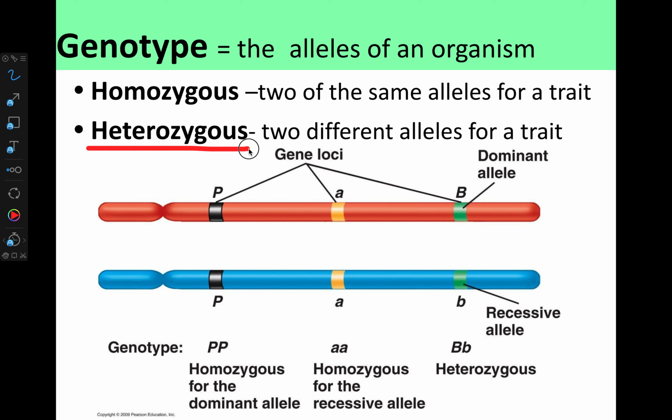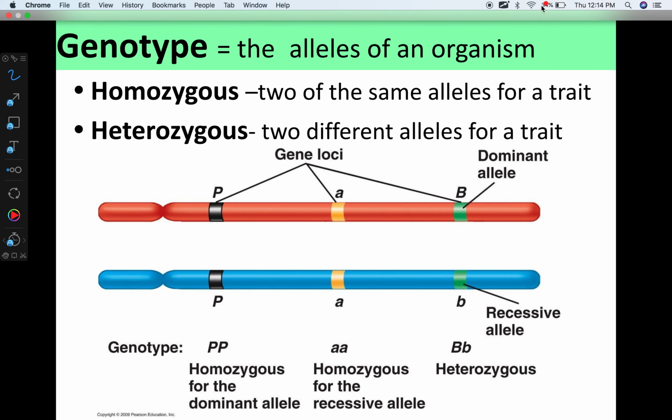You can also have heterozygous. That's when your parents give you two different alleles. So the capital B is from mom, maybe, and the lowercase b is from dad, and they're different. Remember that even though this is capital B, lowercase b, this will be a dominant trait because there is a capital which will override the lowercase.